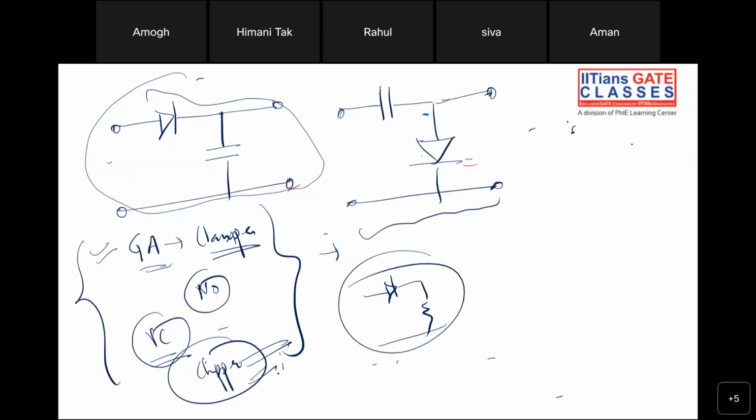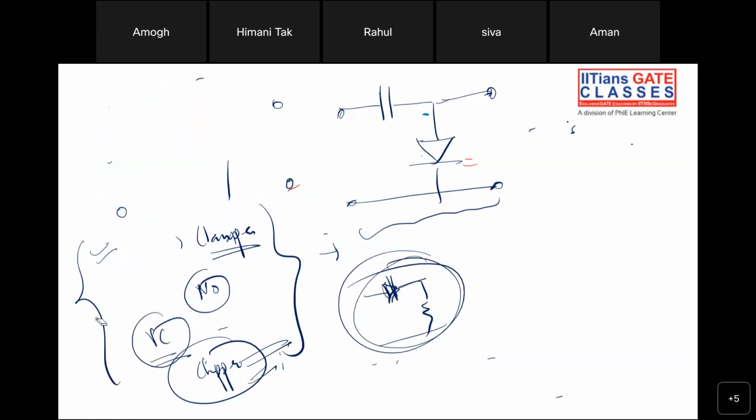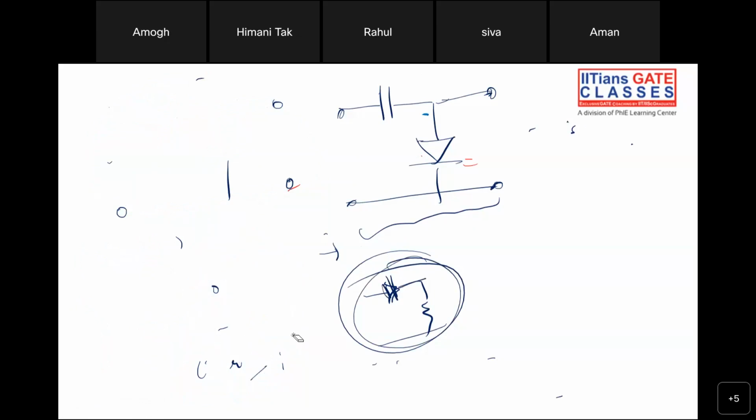Okay, so they might connect a capacitance, but in the case of Aman, there is a question mark, right? Okay, great. It's okay. So see, if you have two terminal elements such as a diode and a capacitor, right?